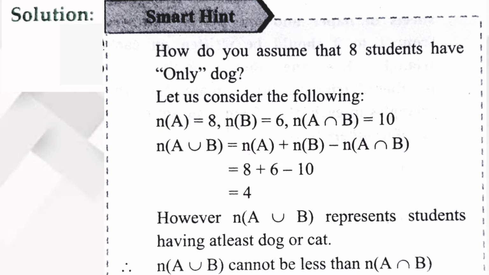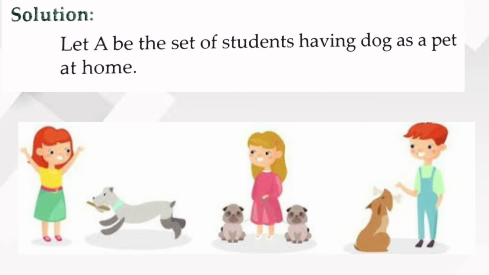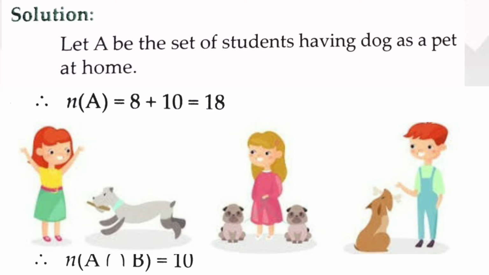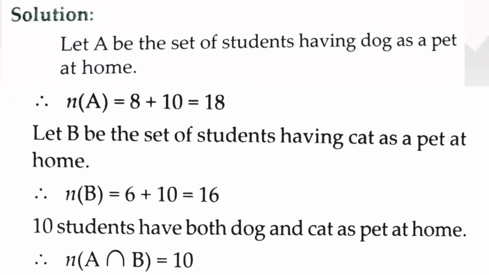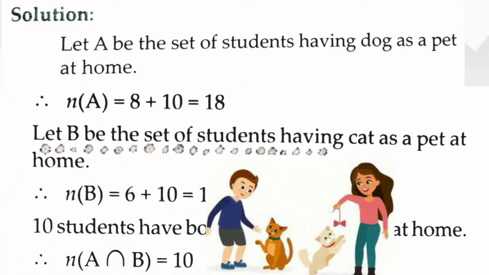So that's why here we will consider number of A as the set of students having dog as a pet at home, and we will consider here 8 plus 10 equals 18 because 8 ऐसे students हैं who have only dog and 10 students are the students who have dog and cat both. So 18 will be the answer जिनके पास dog है, भले dog और cat दोनों हैं या सिर्फ dog है but they have dog. Similarly B will be the set of students having cat as a pet at home.